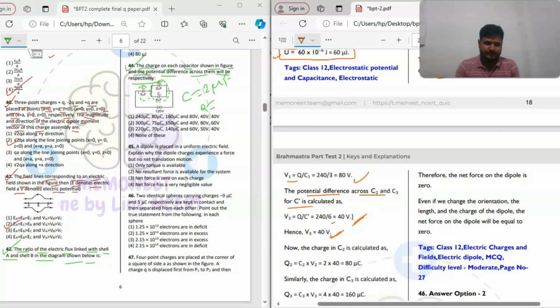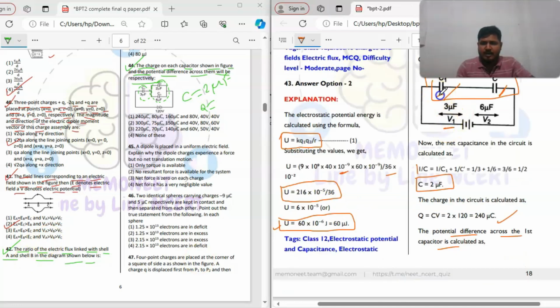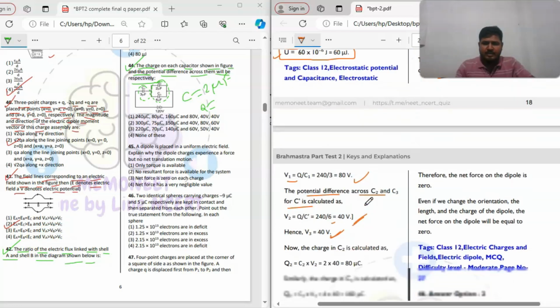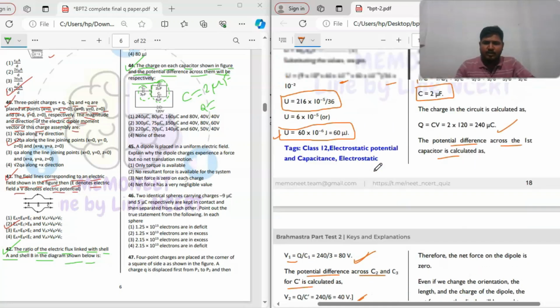Okay, 40 volt. So V1 is how much? Tell me. V1 is 80 volt. And what is V2?